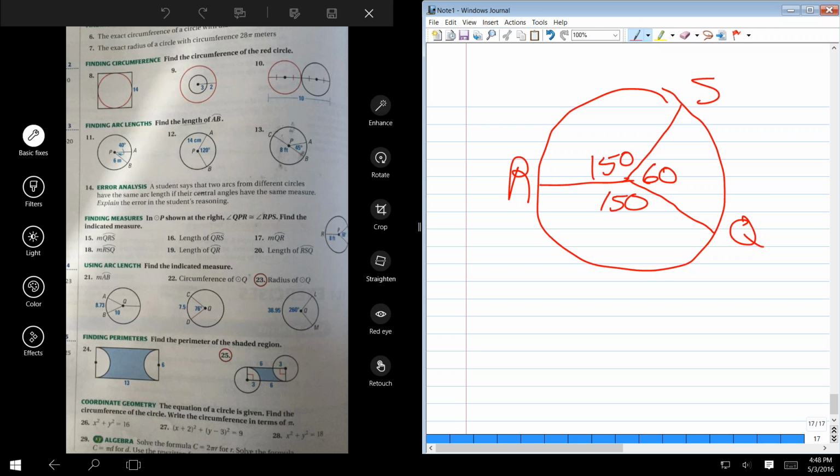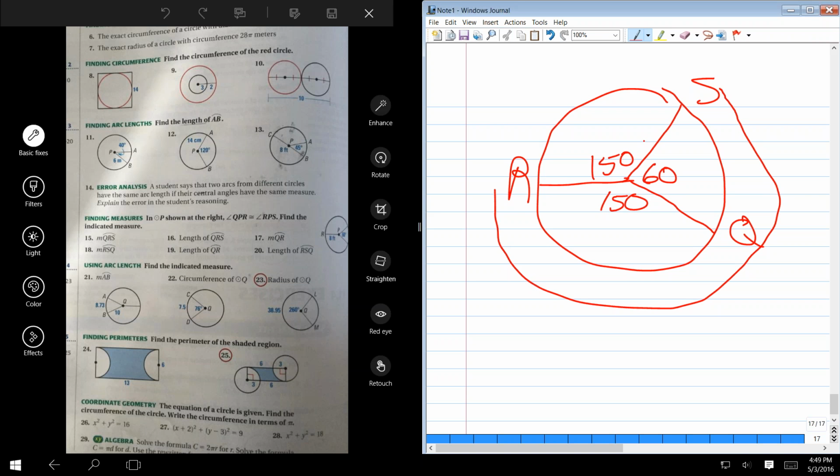And now they want to know, find the indicated measure. So what is the measure of arc QRS, which is from here to there? And they don't really want the length. This is not an arc length problem. This is a measurement of the arc problem. And the difference is that when you talk about arc length, your answer is in inches or feet. When you talk about the measure of an arc, your answer is in degrees.